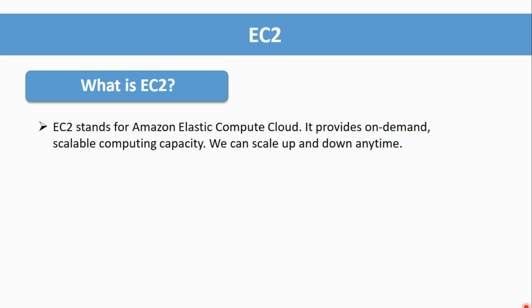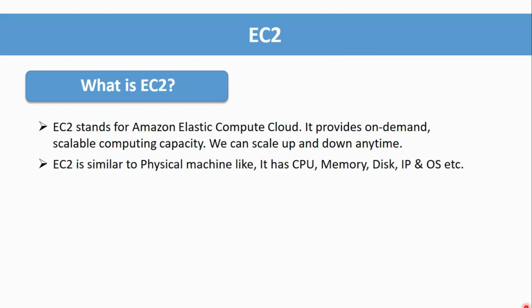If you look at the full form, it's Amazon Elastic Compute Cloud, and AWS provides it on an on-demand basis. On-demand scalable computing capacity: you can scale up or down anytime. There is no need to go to the market to purchase hardware or anything for upgradation. You don't need to go anywhere. Depending upon your workload and requirements, you can scale up or down anytime. There are no such restrictions.